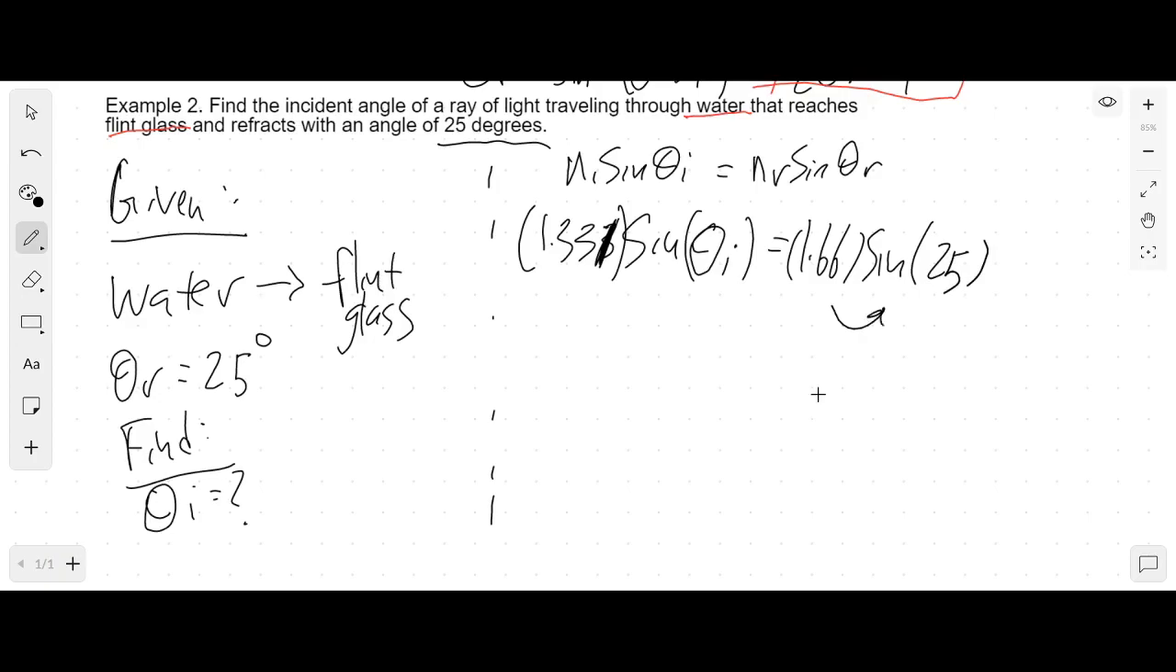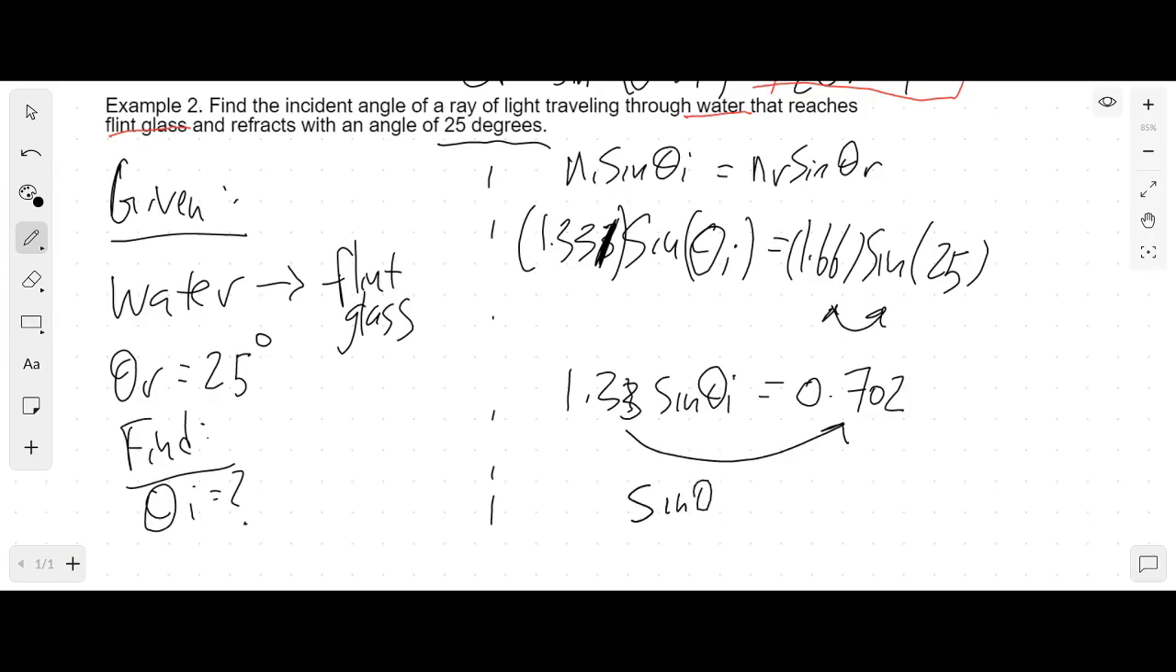Now what I'm going to do is do this multiplication real quick. 1.66 times sine 25 gives you a value close to 0.702. And 1.33 is over here, sine theta i. The next thing is to divide this guy over. So we get sine theta i equals 0.702 divided by 1.33. That gives you a value of 0.528.